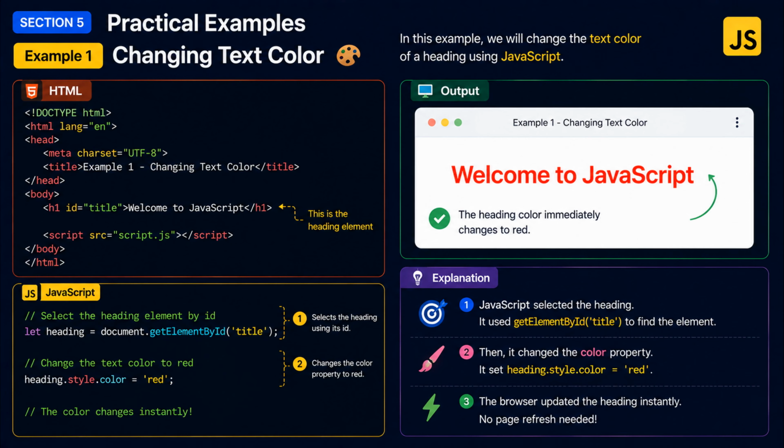Section 5. Practical examples. Example 1. Changing text color. HTML: h1 tag, id equal to title, Welcome to JavaScript. JavaScript: let heading equal to document.getElementById title. heading.style.color equal to red. Output: the heading color immediately changes to red. Explanation: JavaScript selected the heading, then it changed the color property. The browser updated the heading instantly.